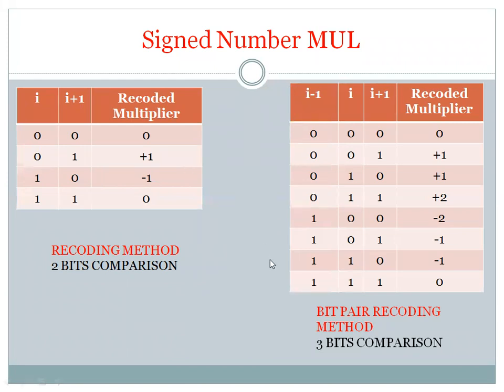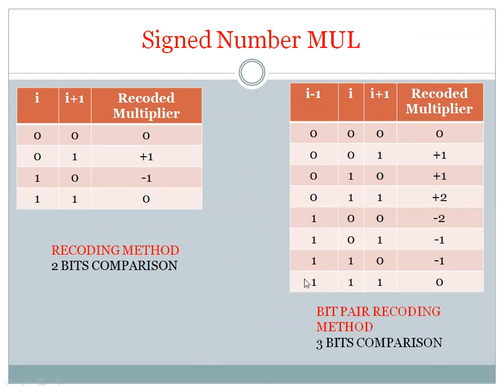Likewise, we are going to see how to memorize the bit pair recoding table. Here we have to compare 3 bits at a time. Therefore, the center bit is said to be i, the left bit is said to be i minus 1, and the right bit is said to be i plus 1. As I said earlier, if all the bits are the same, it will generate 0 in the recoded multiplier. Take the first and last row. In the first row, all the bits are 0, so it will generate 0 in the recoded multiplier because all the bits are the same.